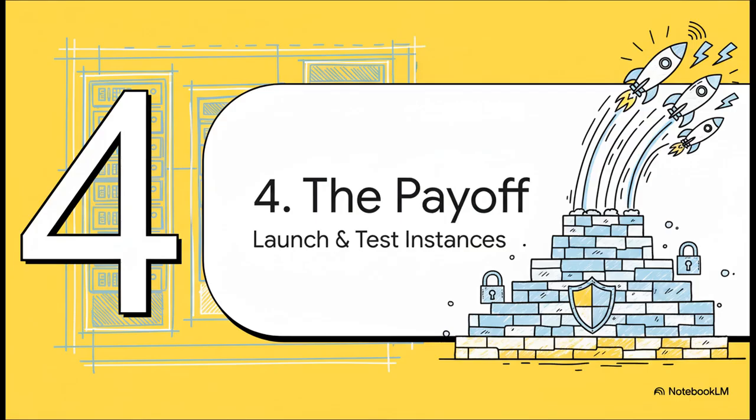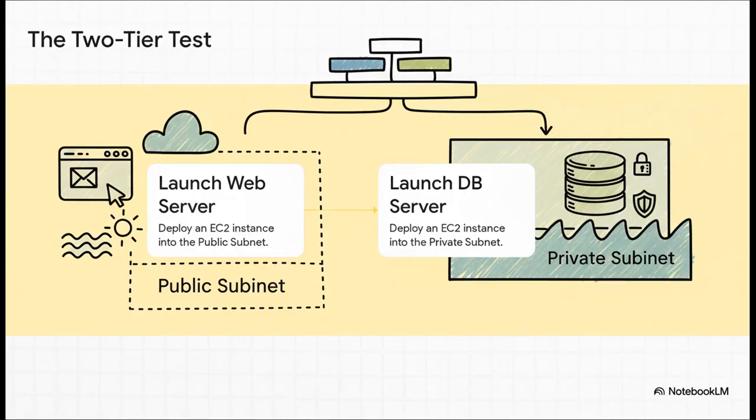Okay, the blueprint is done, the foundation is solid, and our security is tight. It is time for the best part, Section 4, the payoff. Let's launch our servers and see this whole creation come to life. So, what we're going to do is simulate a classic two-tier application. This is the backbone of so many websites out there. First, we launch a web server right into our public subnet. Then, we launch a database server into our nice, secure private subnet.